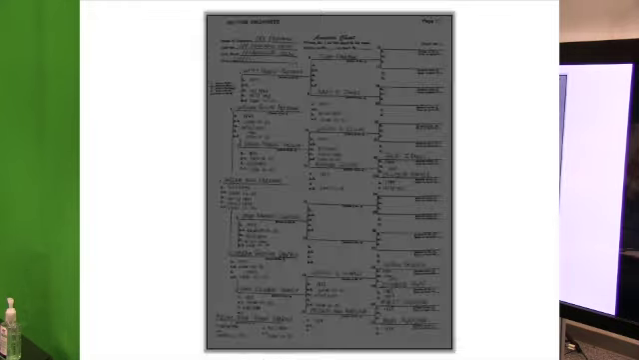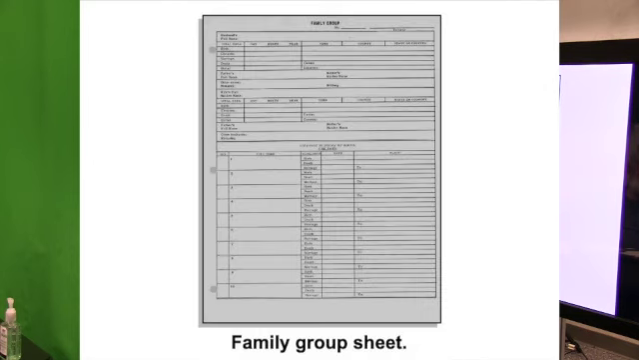This is what one of those looks like from my Freeman family that I've filled out by hand. You notice I don't have nearly all the blanks filled in. Well, that was doing it the old way, which is still good to go back and do once in a while, but this is what a blank family group sheet looks like.